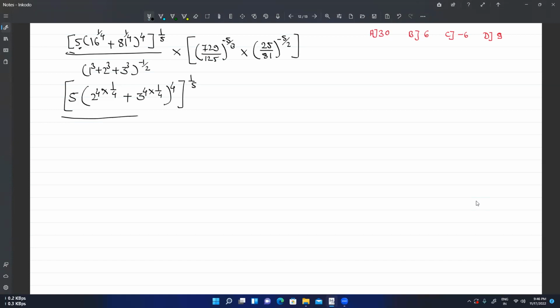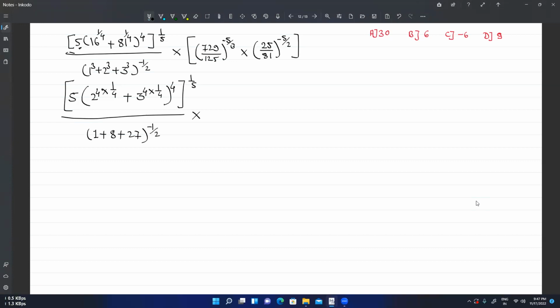Now let's see what changes can be done in the denominator. So we have 1's cube is 1 itself, plus 2's cube is 8, plus 3's cube is 27, whole bracket raised to negative 1 over 2.